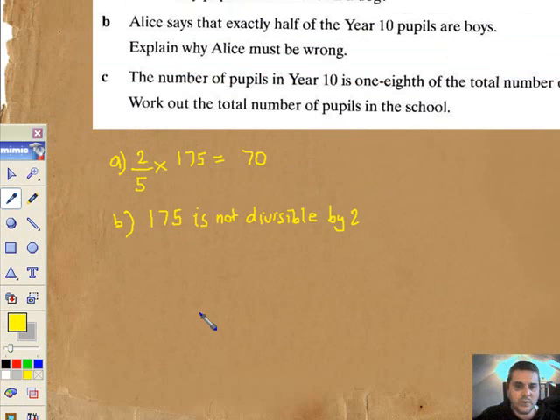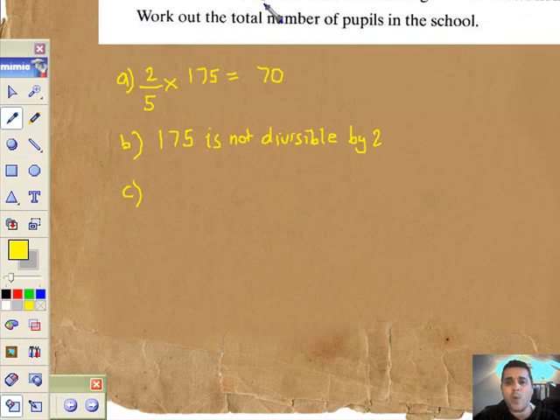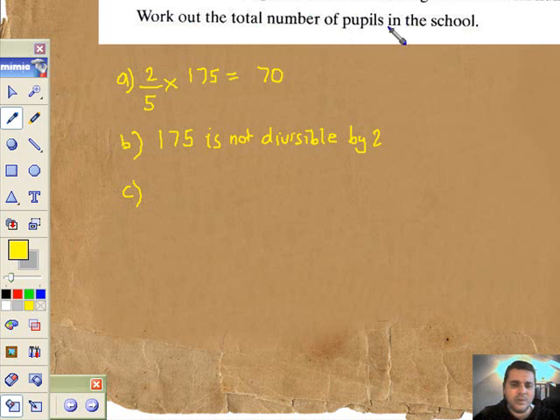Don't work. So C then, last bit of the last bit. It says the number of pupils in year 10 is 1/8 of the total number of pupils in the school. Okay, so all the year 10s count for 1/8 of the whole school from year 7 to, I don't know, maybe year 13. Work out the total number of pupils in the school. Now look at this logic. 1/8 equals 175 pupils.